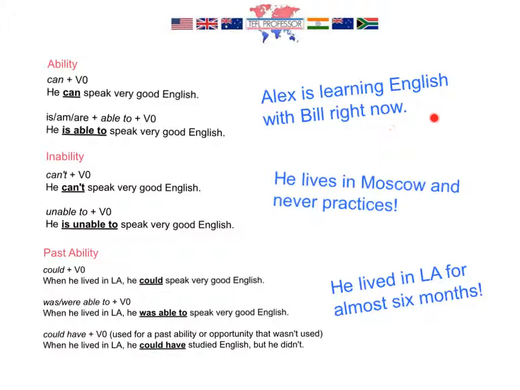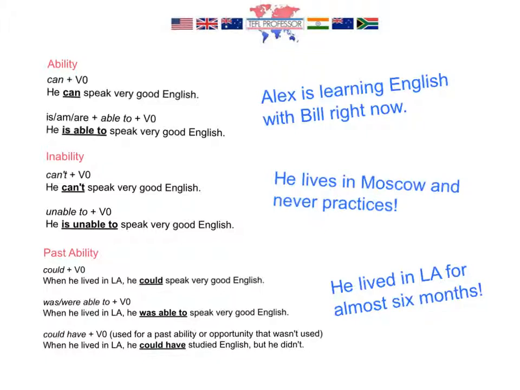Alright, so Alex is learning English right now. As we go through these modals, I'm going to have a sentence on the right that explains the context and the situation to help give you a better understanding of what we're looking at. So right now, Alex is learning English with Bill. He can speak very good English. He is able to speak very good English. These are both about ability, something that he can do.